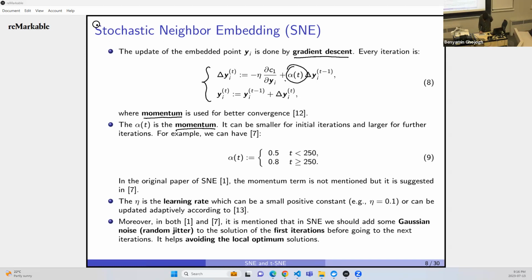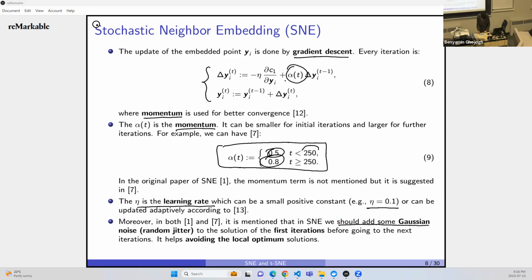For the initial iterations, we can have a smaller momentum because we want to first update the solutions rapidly. After a while, we increase the momentum, because we are close to the solution and we don't want to have oscillation. So until iteration 250, they had 0.5 as alpha. After that, they set alpha to 0.8. Eta is the learning rate. They used 0.1.